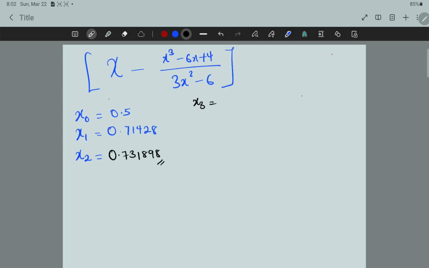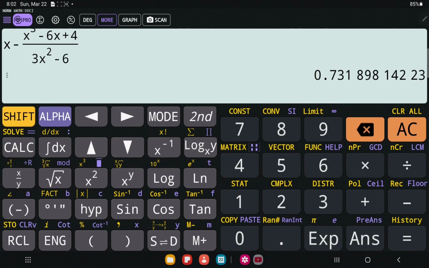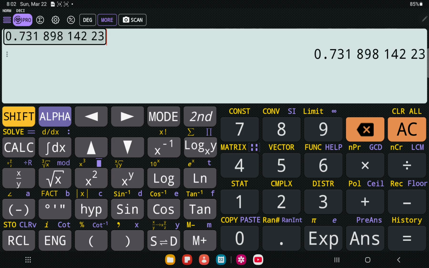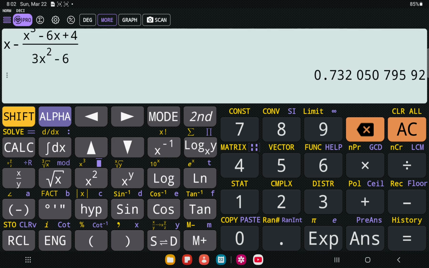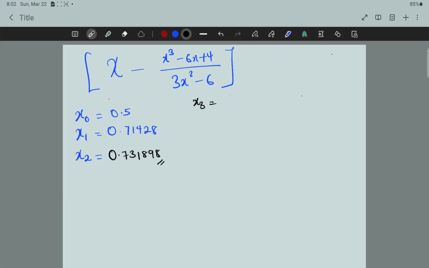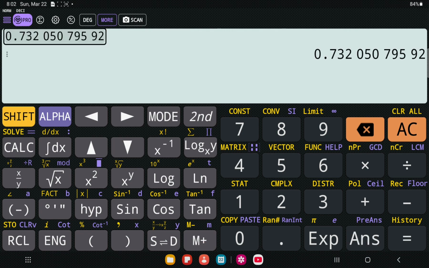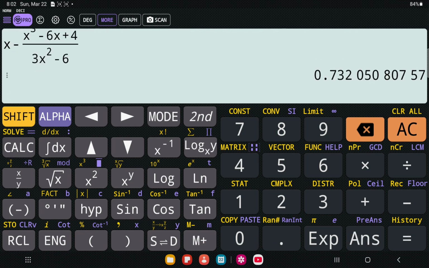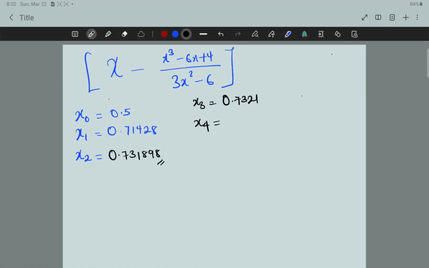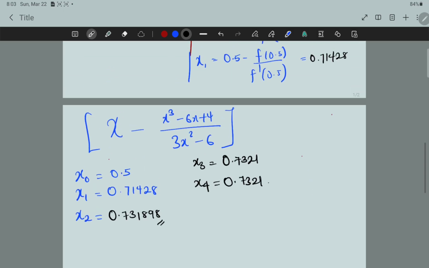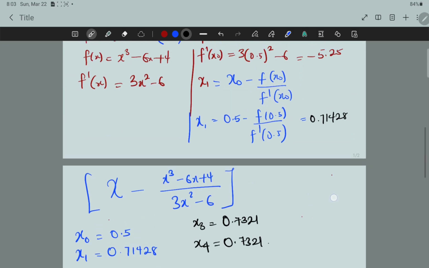This new answer, I'll calc at this particular value. So I press calc at answer. I'm going to have what? 0.7321 at x3. Then at x4, let's go again. Calc at answer. At this answer, you have 0.7321. You see? 0.7321.